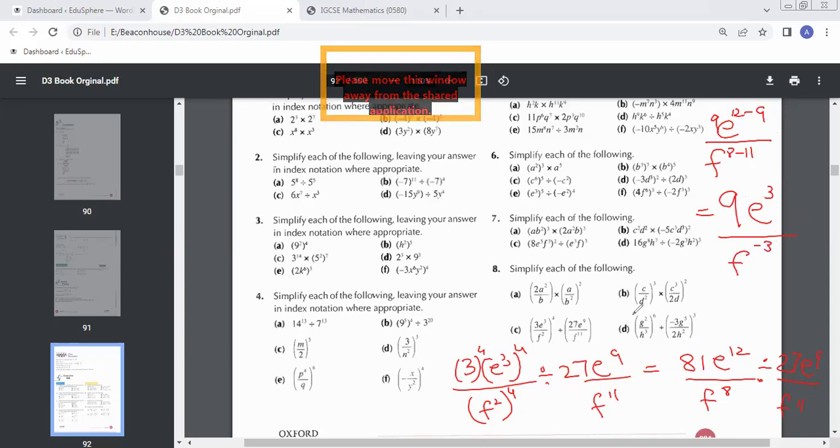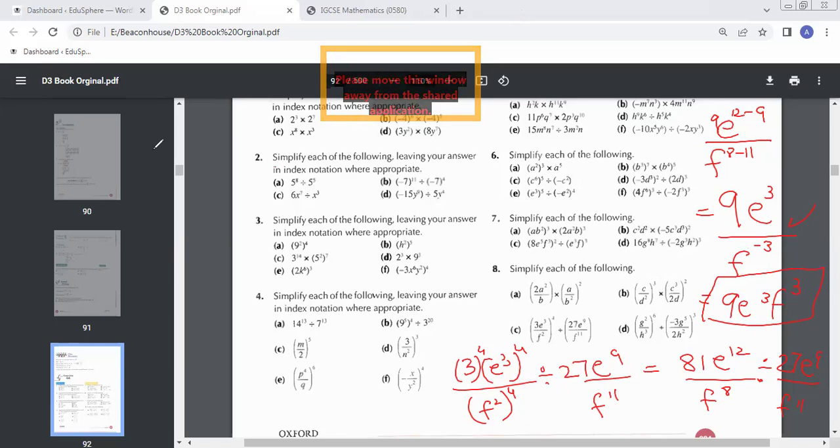Now there is another rule. I would recommend that in the final answer, if you have any negative power, you can take the term, if it is in the denominator, to the numerator, and the answer will be 9 e cubed f cubed. The power becomes positive when you take the reciprocal. The earlier answer was also correct, it's not incorrect, but for this you have to take the power. I hope all of them are clear.